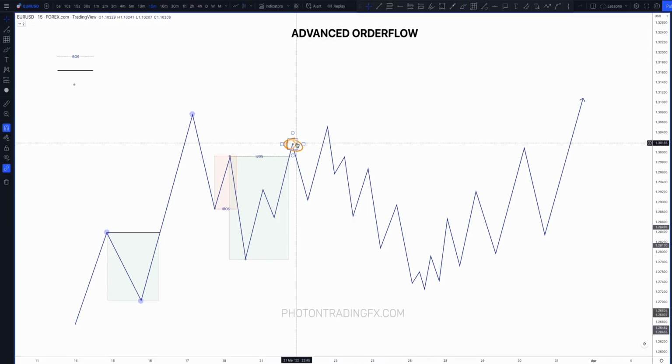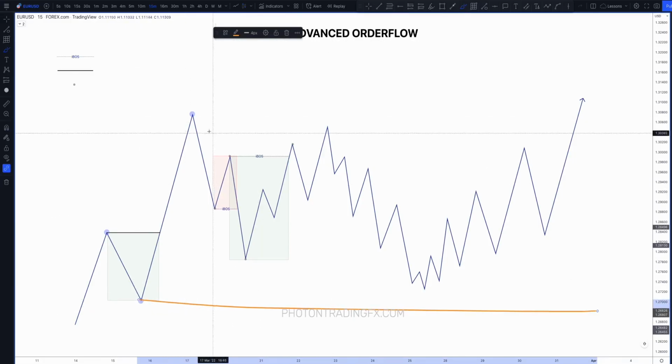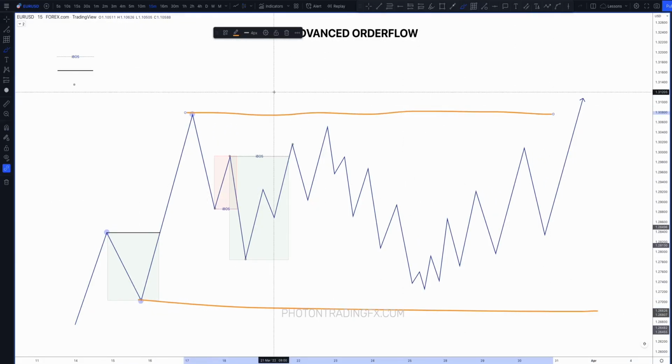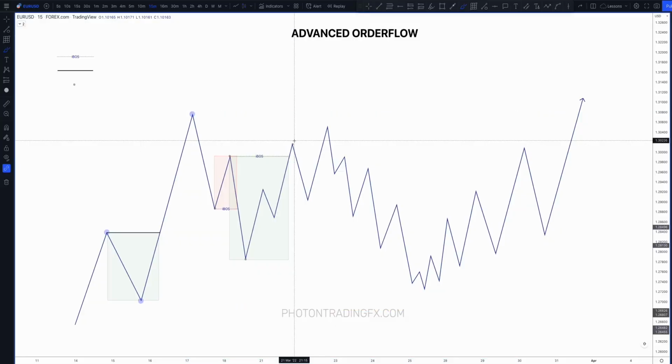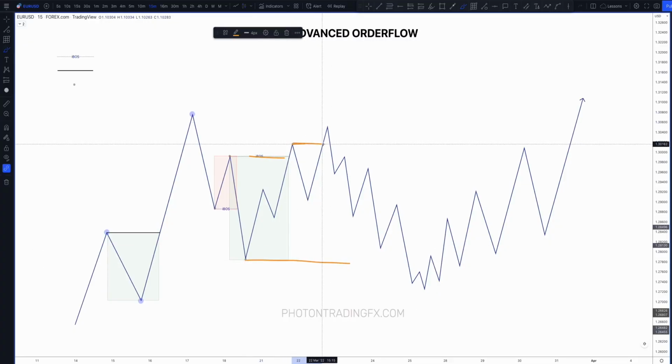When we get that, let me get rid of this orange line. When we get that IBOS, just like the same way we wanted to know what swing range we're within, we are within that swing range. When we get this IBOS now, what's the internal range we're within? That high, and we know that this is the internal low. So that's your active internal range.